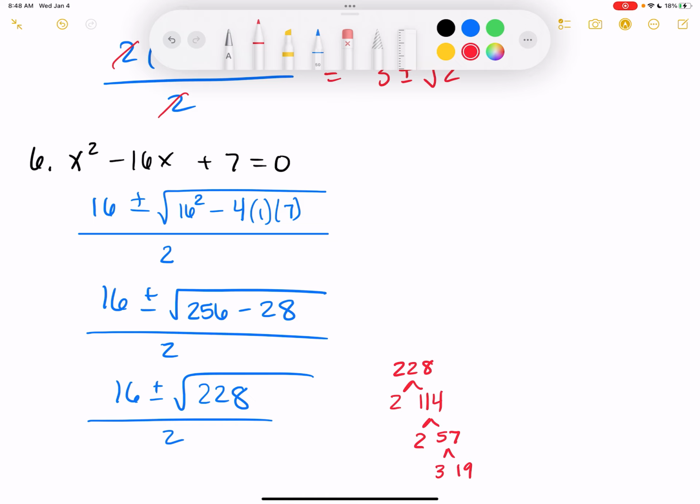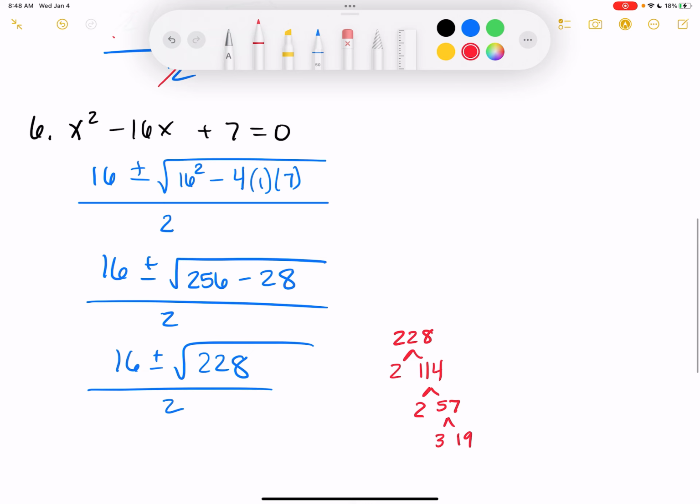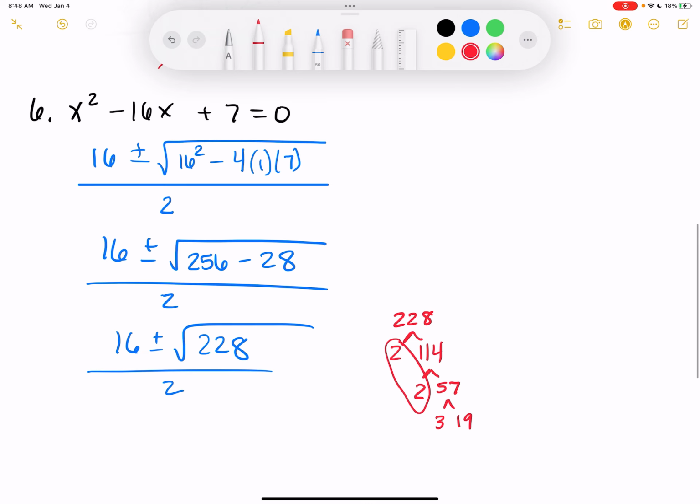Okay, so then 19 doesn't break down anymore. So I can take out a 2 then, and then I'm left with 57 in the square root. So 16 plus or minus 2 square root of 57 over 2.